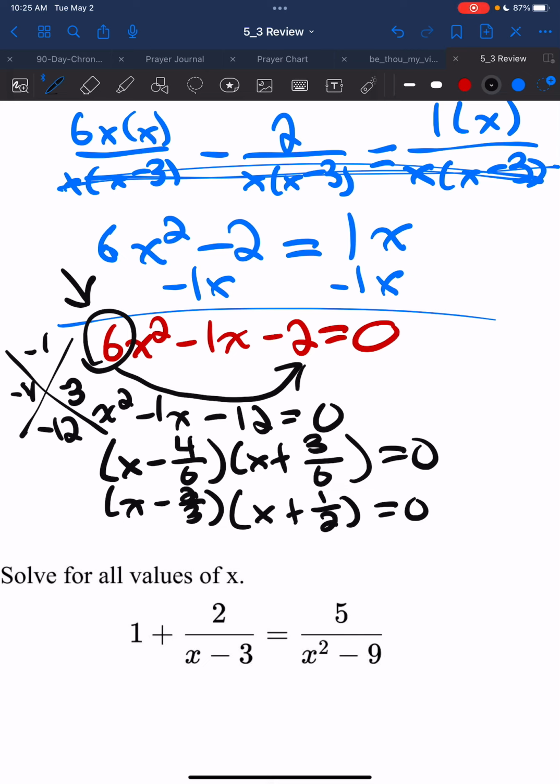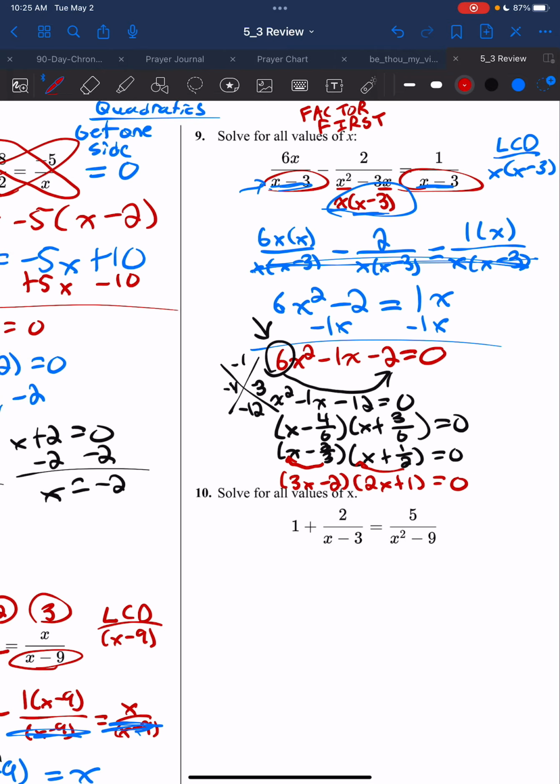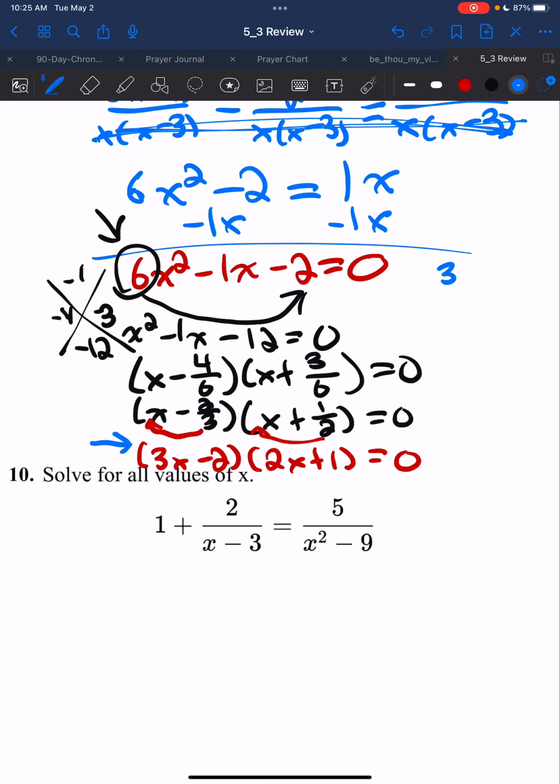okay? Now, once this is simplified as much as you can, if you can't simplify it anymore, the denominators of each slide to the front. So I have 3x minus 2 and 2x plus 1 equals 0. Now, this isn't just as simple at this point as just flipping the signs, okay? So I need to set each one of these equal to 0. So this guy right here, I'm going to set equal to 0: 3x minus 2 equals 0.